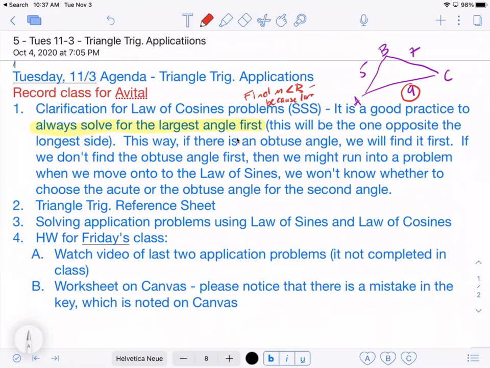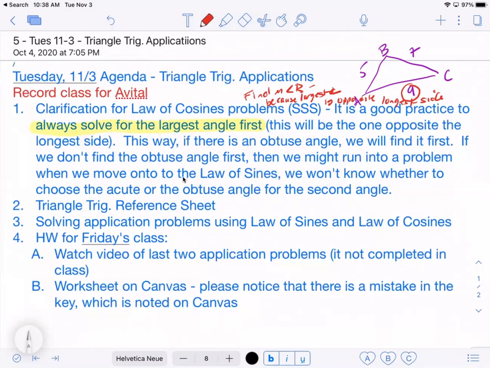Because largest angle, I'm running out of room, is opposite longest side. Okay, and that'll just avoid possible problems, because remember with law of sines, sometimes we have to find that supplementary angle, so we get one angle that's acute and then we have to check the second one. So just for good practice, find the obtuse angle first, and then you can use law of sines without worrying about the second angle. Okay, everybody good with that? Okay, so please ask if that doesn't make sense.